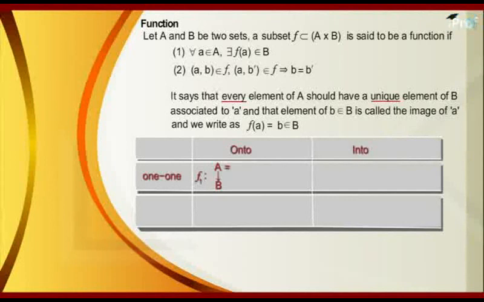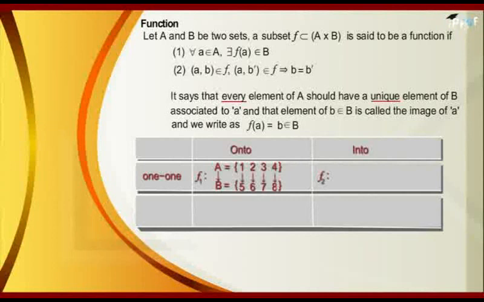A contains 1, 2, 3, 4. B contains 5, 6, 7, 8. 1 is mapped on 5, 2 is mapped on 6, 3 is mapped on 7, 4 is mapped on 8. Such a function is called one-one mapping and is also called onto mapping.